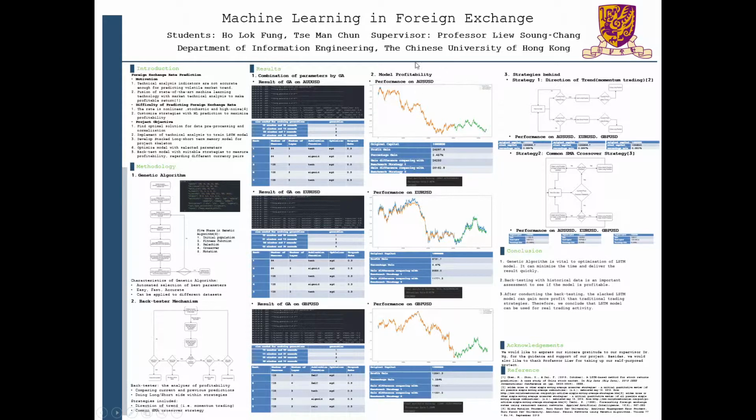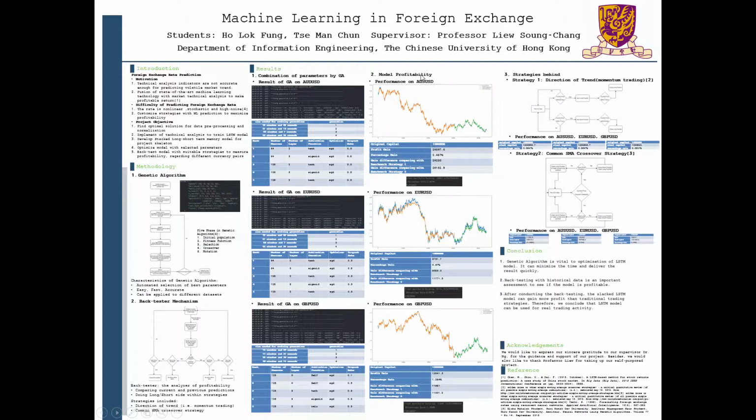And let's look at the model profitability. We found that for three types of currency pairs, the model can outperform the strategies we used for the benchmark test. We created two types of benchmark strategy. The first one is the directional trend, which is very common in the market. The second one is the common simple moving average crossover strategy, which is also a very common strategy that market traders use to help them do position trading.